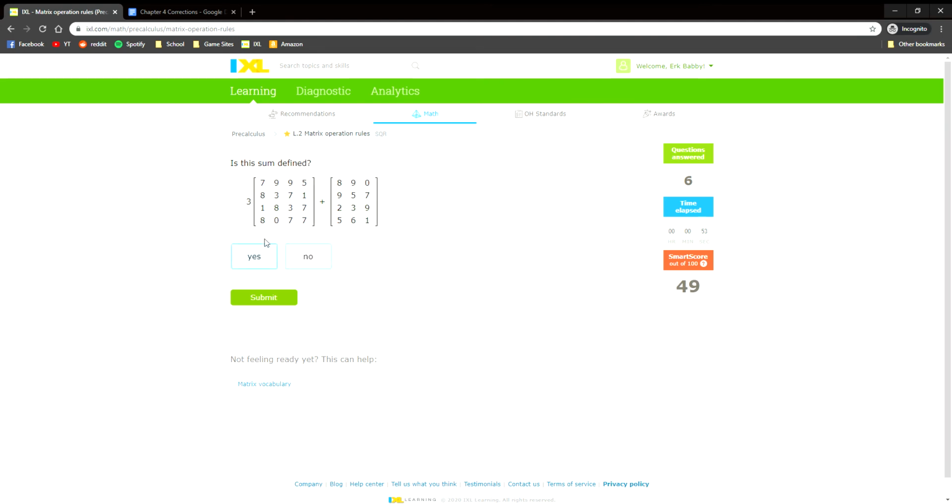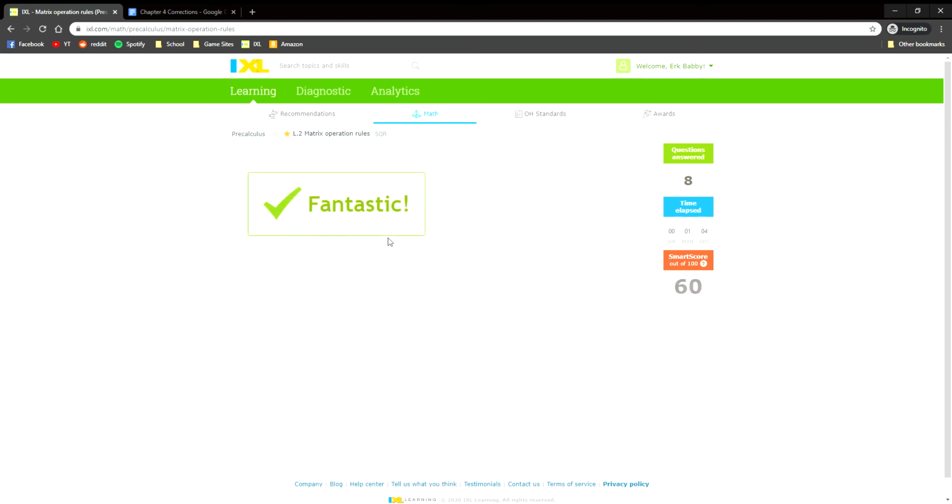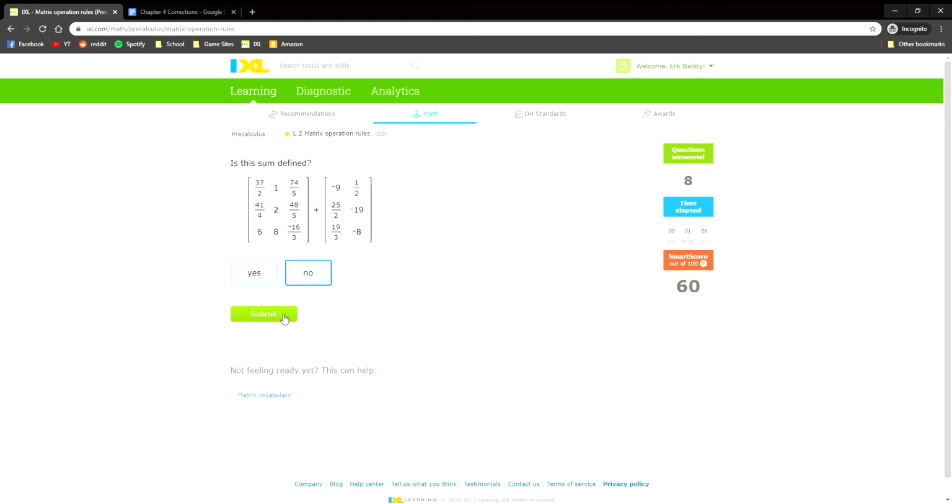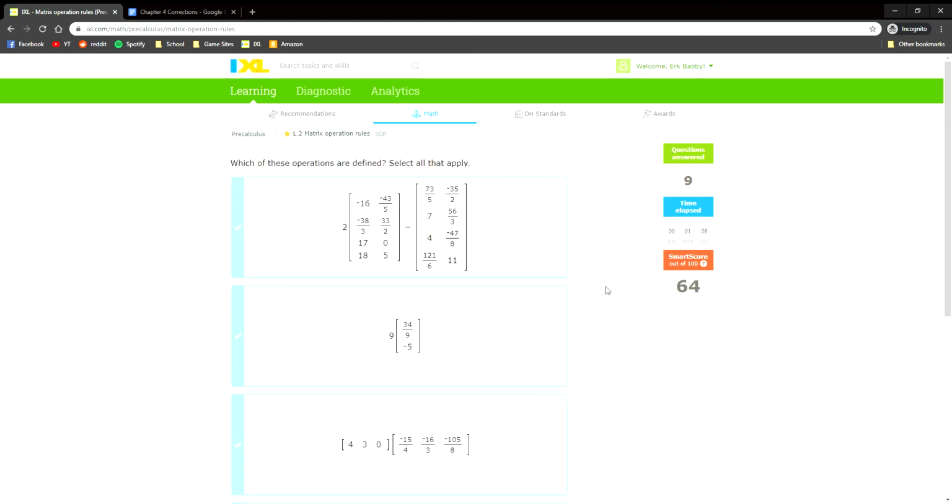Hit submit. All right, this thing here, is this defined? No, because these 2 matrices are not the same dimensions. All right, I'm doing amazing. What are the dimensions? 2 by 2. It's so easy, you guys. It's so easy. No, not defined. All right, I'm at 64.